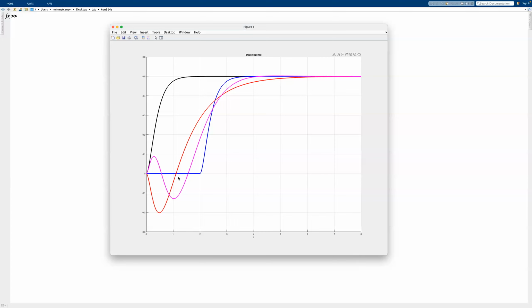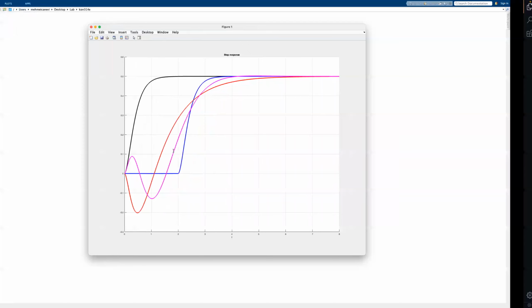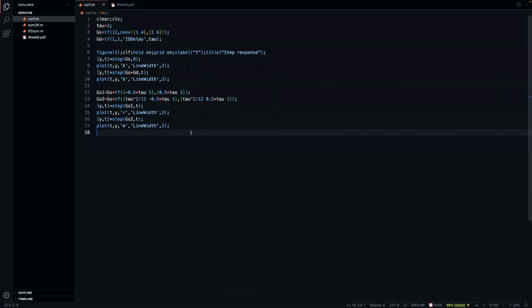Now you can see that the delay or dead time model with the approximation for the first order or second order is not perfect and not even near perfect. So what we are going to do is look at higher order approximations because, well, these two don't look that promising.